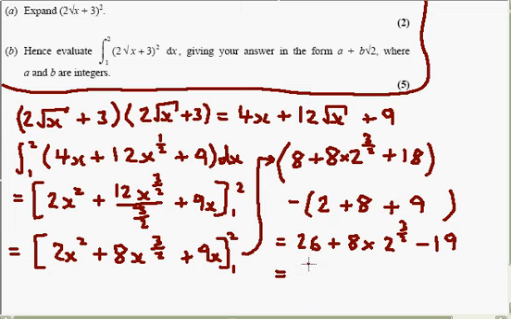So effectively I've got 7 plus 8 lots of 2 to the 3 halves.